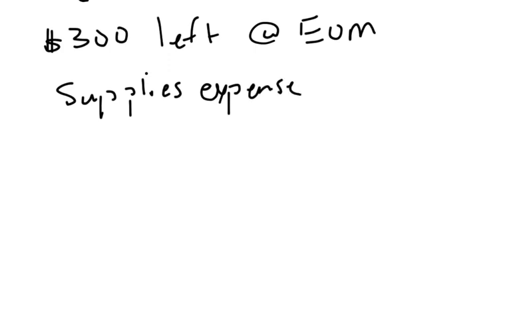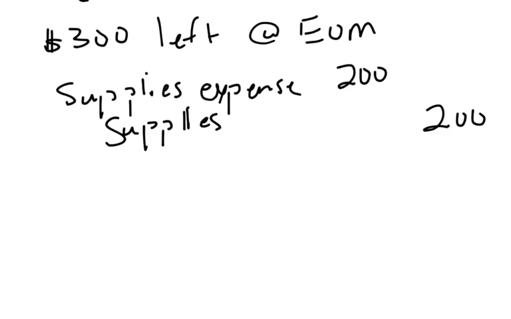That's an expense account. We're increasing it, and we're increasing it for how much? There's $300 left. We started with 500, so we have used 200. That's the expense I need to recognize. So we debit that account for 200, and we're going to decrease the supplies account by 200. It's an asset, so we credit it. That's the adjusting entry we make for a prepaid expense.